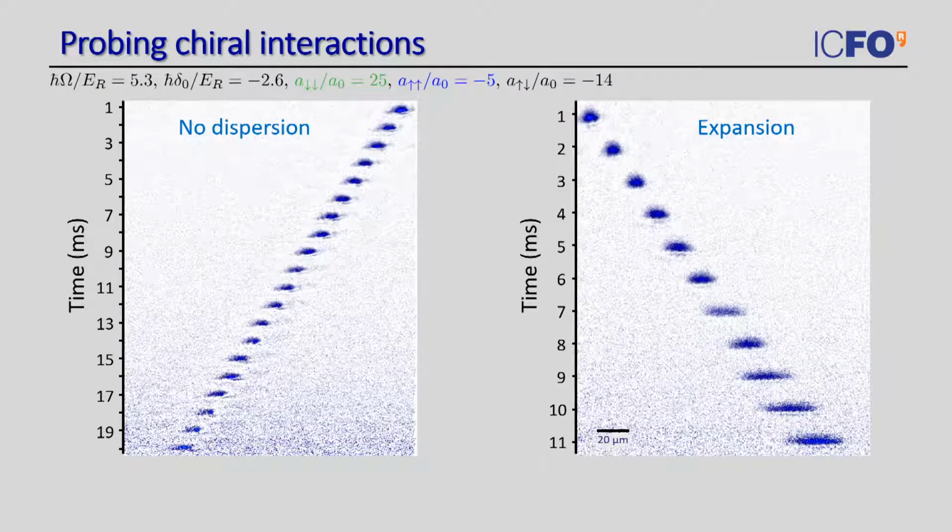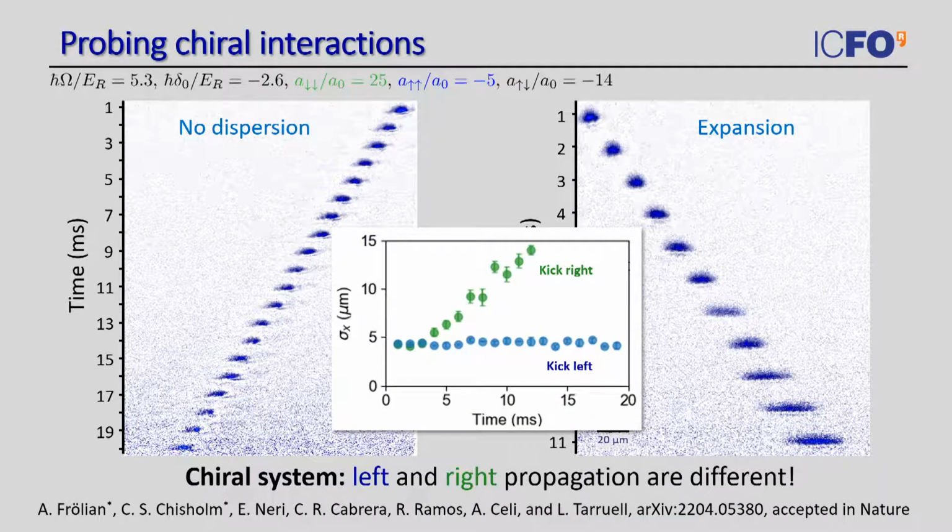Now, this is what you get when you do the experiment, and you immediately see in these images that when you kick the atoms to the right, you get a very different behavior than when you kick them to the left, because while in the first case the atoms start to expand in this waveguide, in the second one you don't observe any dispersion at all. And this is even more spectacular if you look at the longitudinal width of the cloud, where you can really see that the kicking right and kicking left situations are completely different. So your system is chiral, because the two propagation directions are different.